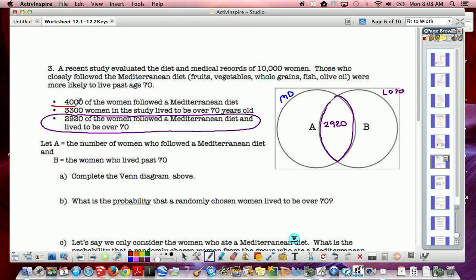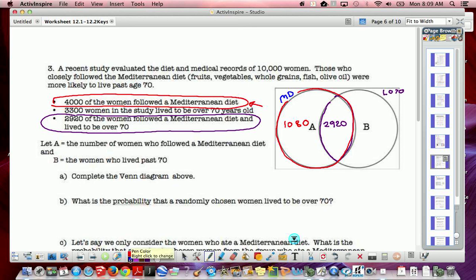So now I'm going to look at all of those that I'm going to move up. And here I have 4,000 of the women followed the Mediterranean diet. So that's this entire circle. Okay. I have already accounted for 2,920 of them. So this number here is not 4,000. It's 4,000 minus the 2,920 that I've accounted for. So if I subtract that, I believe it should be 1,080. These two numbers here should equal the 4,000. So do not forget to subtract. It's the biggest mistake I see students do on the Venn diagrams.